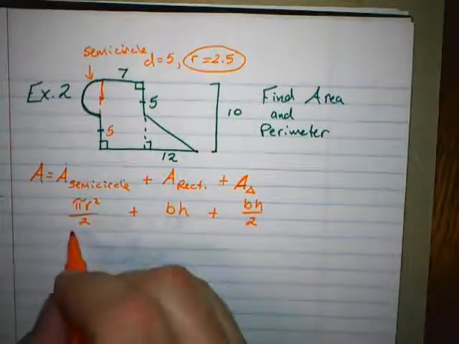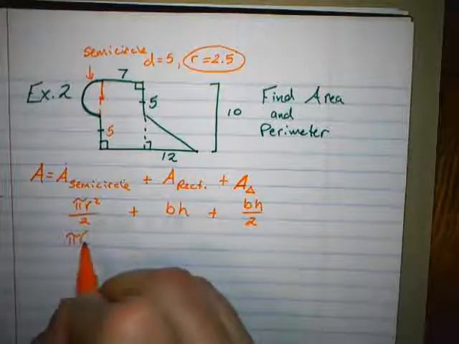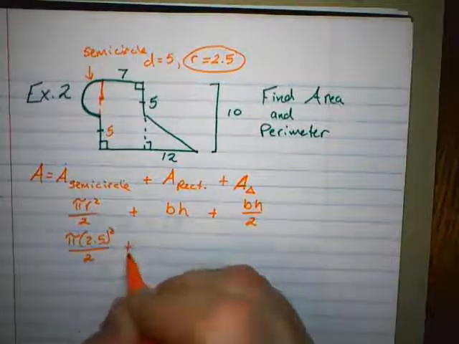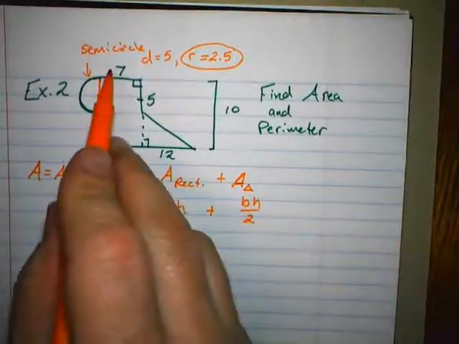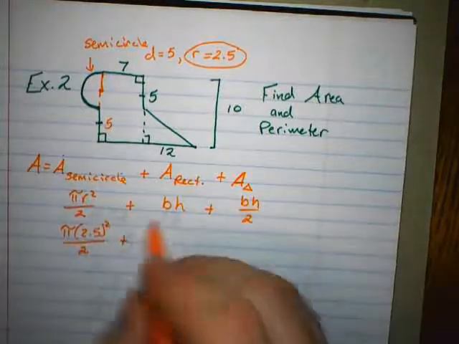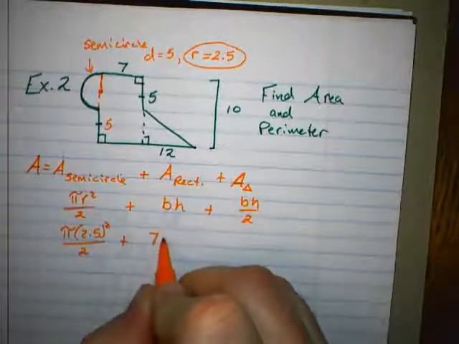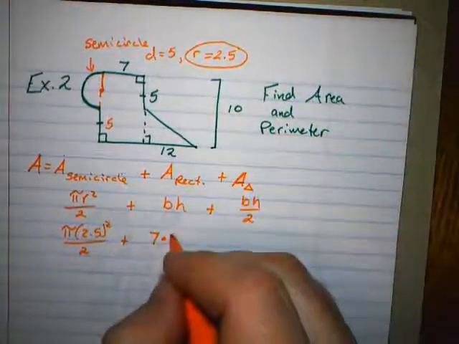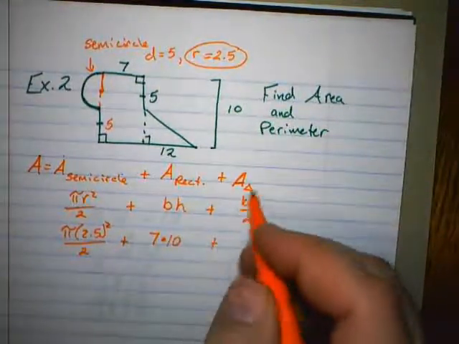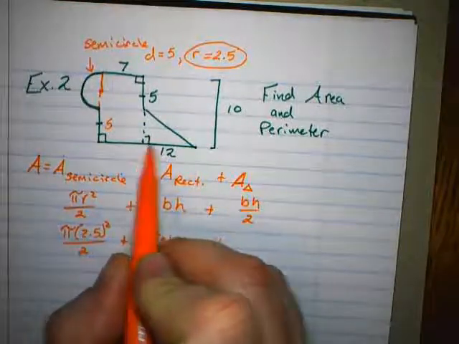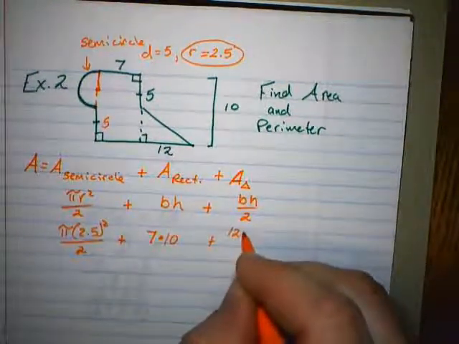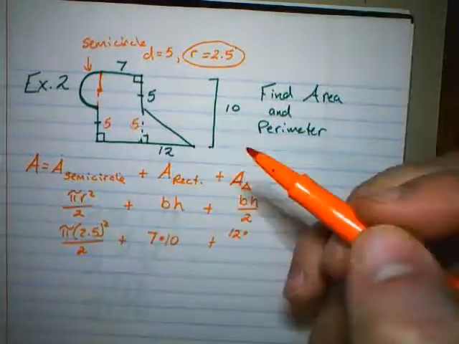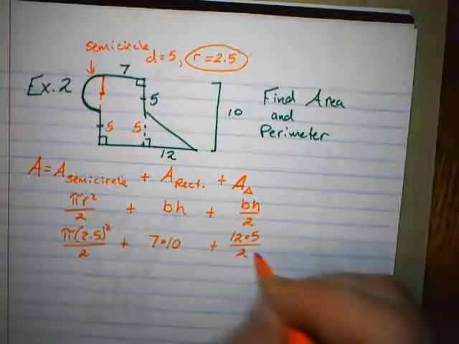R is 2.5, as I've already stated, so it's pi times 2.5 squared, and I'm going to divide that by 2, plus the base of your rectangle, which I'm going to call this horizontal measure, that'd be 7. The height of my rectangle is from here all the way to here, which I've told you is 10. And then to fill in this formula, the base of your triangle, I'm going to call 12. The height of your triangle is from here to here, which is right across from this 5, so we know that that is 5. And that's all over 2.